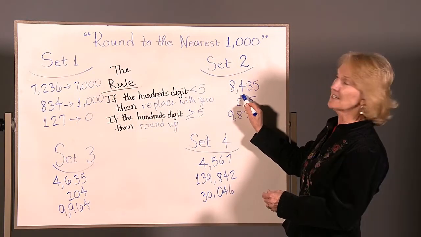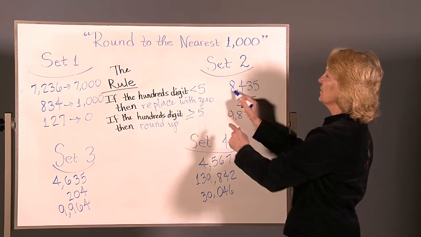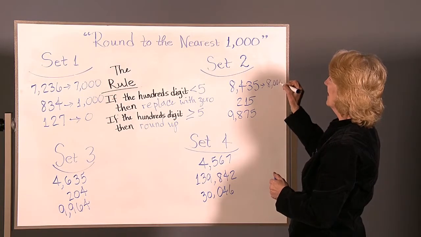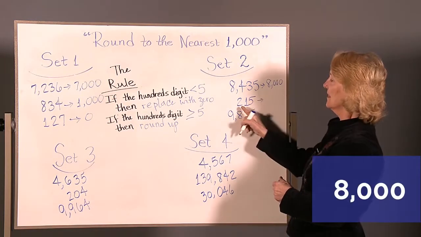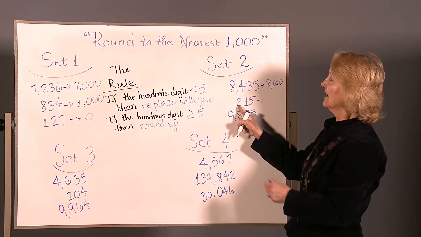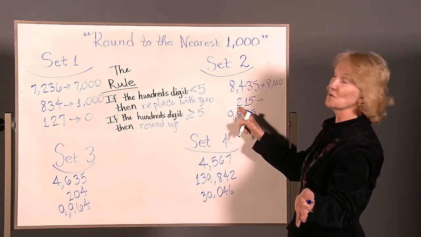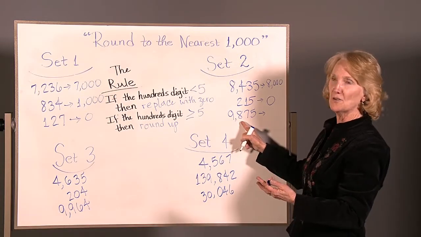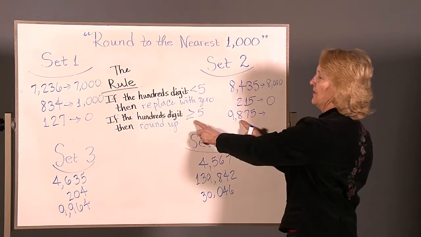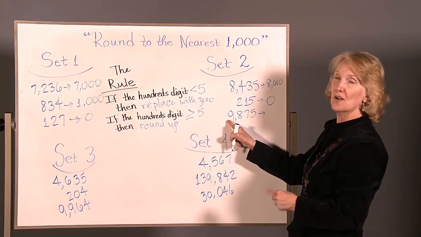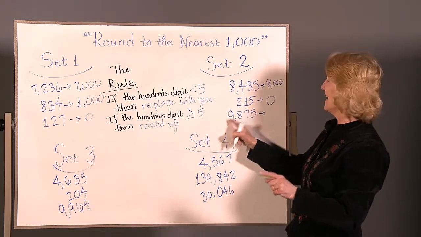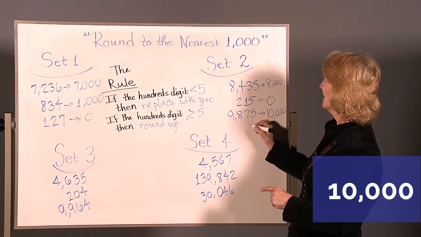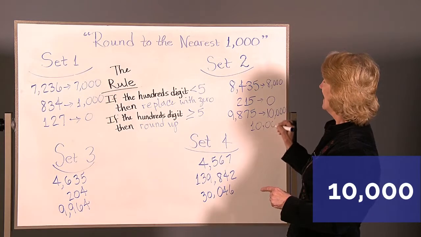All right. On the next one, for set 2, we have 8,435. We look at the hundreds digit. It's less than 5, so we simply replace it with a 0. This is just going to round to 8,000. We look at the hundreds digit. It's less than 5, so we just drop it. So it's 0. This one, we look at the hundreds digit, and it's greater than or equal to 5, so we round this number up. But 9 rounds up to 10. So this one would round to 10,000. I'll write it down here, 10,000.